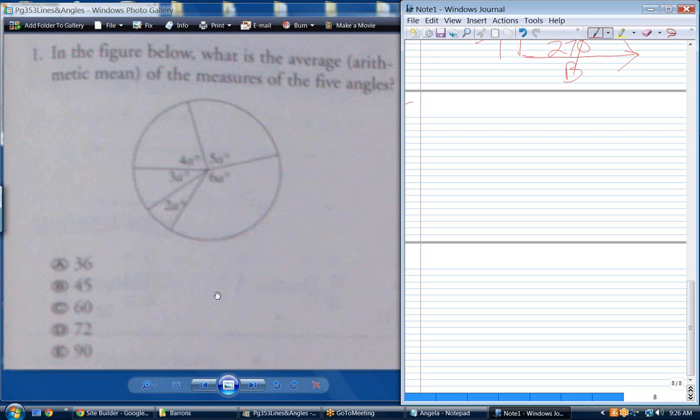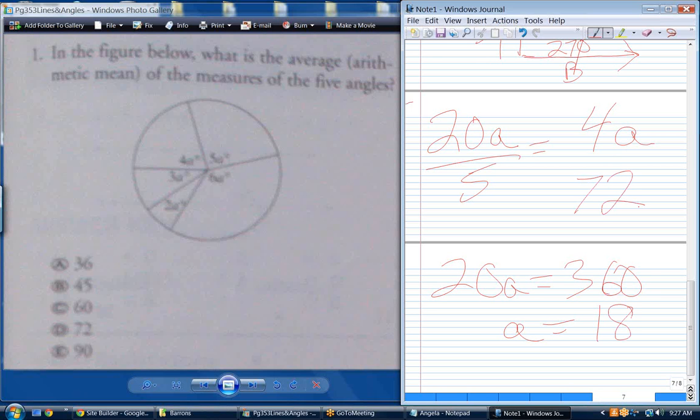Okay? In other words, they're trying to trap us with all these numbers here. This could become a big, complicated problem if we try to figure out that arithmetic mean the normal way. What do we have? We have 20a divided by 5. So the average angle would be 4a. And we know that 20a has to equal 360, so we can solve for a. A is 18 times 4, 72. That's the real long way to do it.